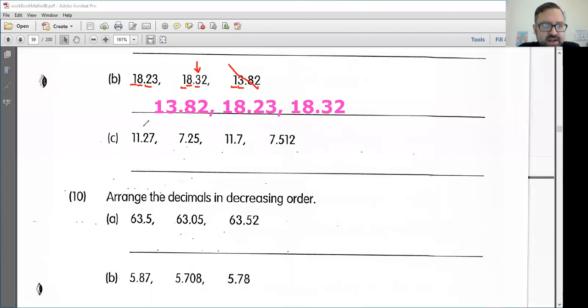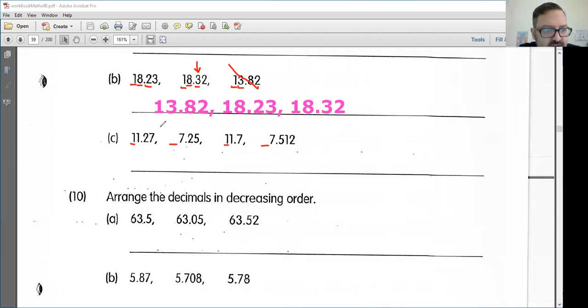Letter C, 11.27, 7.25, 11.7, and 7.512. Oh, this is getting tricky. All right, so once again, let's start on the left. Here I have 1 ten. This number does not even have a number in the tens place, so that is smaller. This, once again, I have 1 ten, and then this number also does not have a tens place.